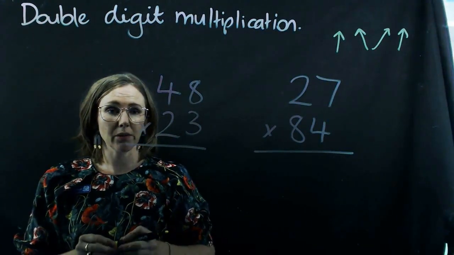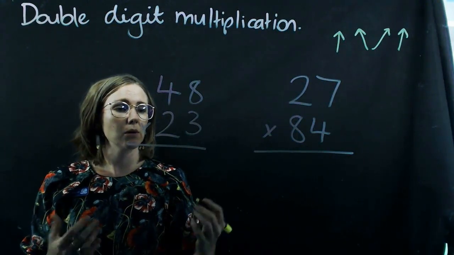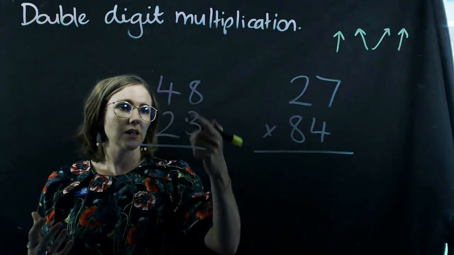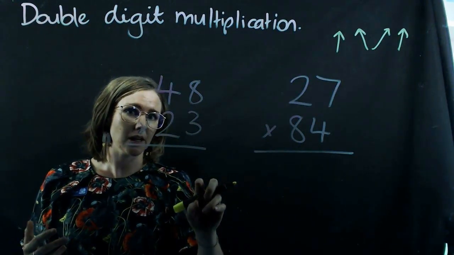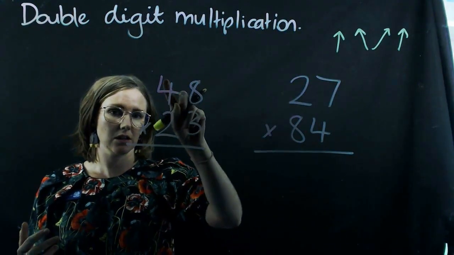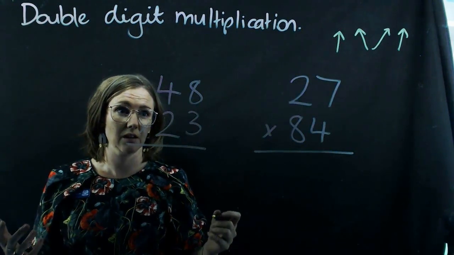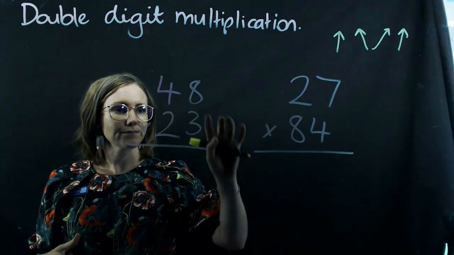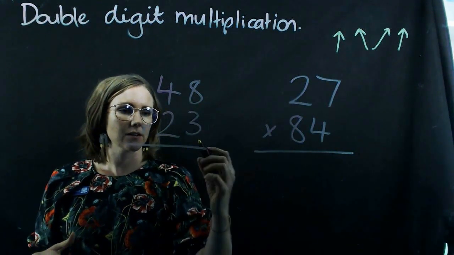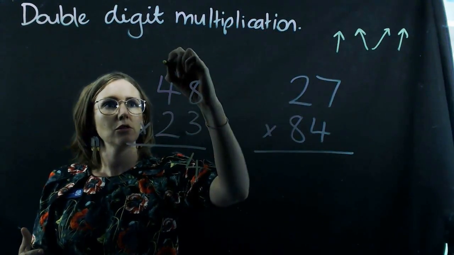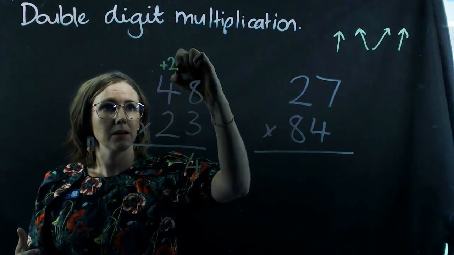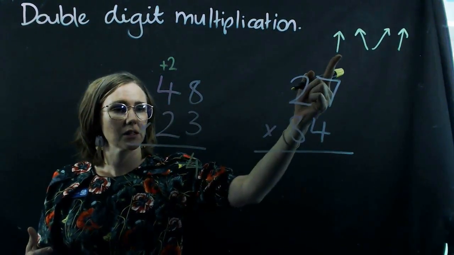Okay, so let's do a practice, remembering that each time we have an answer that is more than one digit, so it goes into the tens, we put our ones down and we add our tens onto the next column, and we might have to do that here. Okay, so 3 times 8 is 24, so I'm going to put my 4 down and carry my 2 with my plus sign up here. Okay, so that's that direction done.